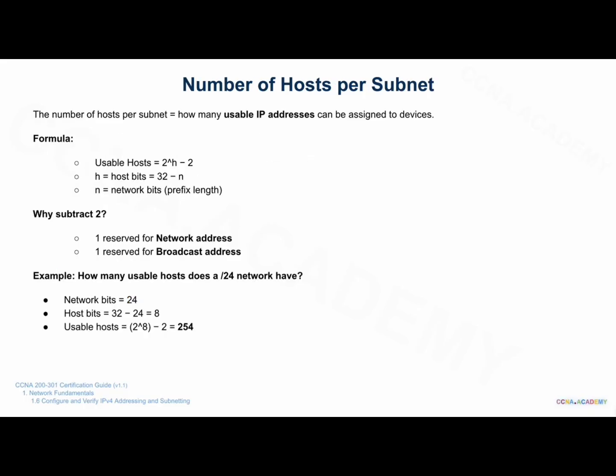To find out how many hosts each subnet can support, we use this simple formula. 2 raised to the power of host bits, minus 2. The minus 2 is important. We remove 1 address for the network ID and 1 for the broadcast address. Let's look at an example. If we have a /24 network, there are 8 host bits left. 2 to the power of 8 equals 256. And after subtracting 2, we get 254 usable hosts.